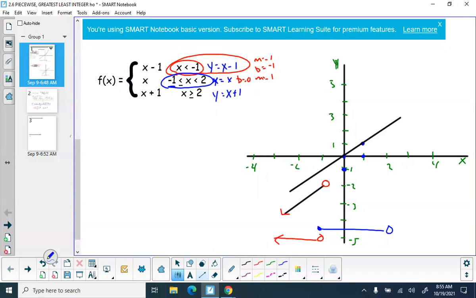So I want my graph that I just graphed to look the same. So we're going to get a solid dot at -1 and an open dot at 2.